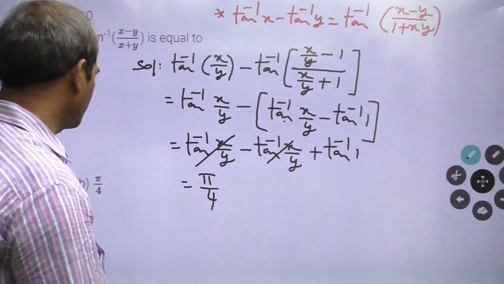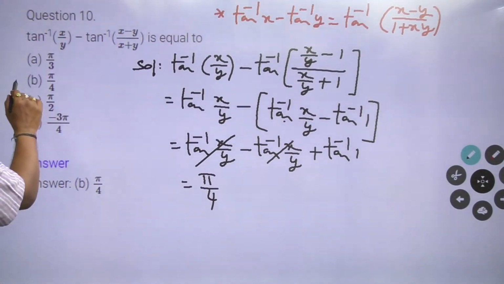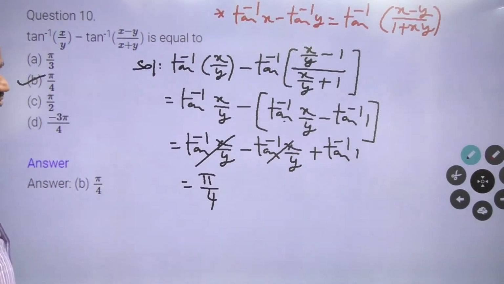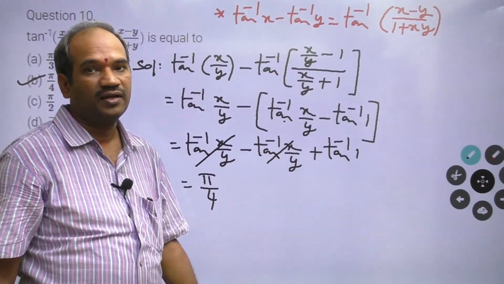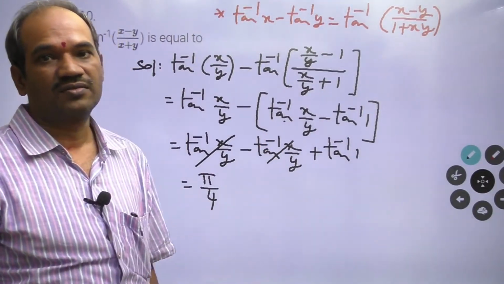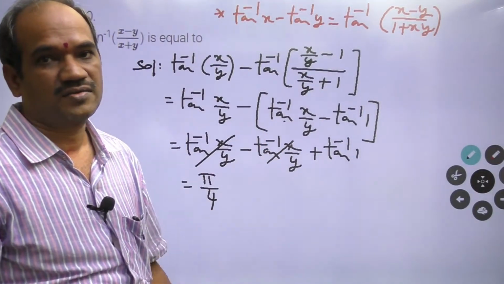Check the answer: pi by 4, B option is the right option. This is the formula. This question was already given in exams, a repeated question in objective problems. Practice one time.